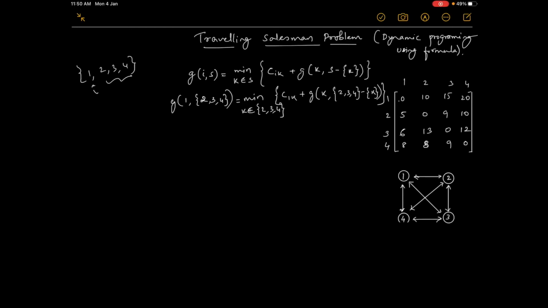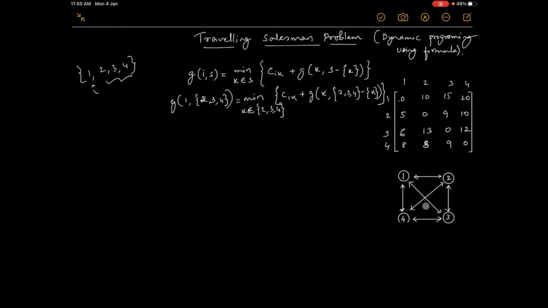Now we will see the traveling salesman problem. This is one of the problems that is an example of dynamic programming. So here we have to understand what the problem statement is.